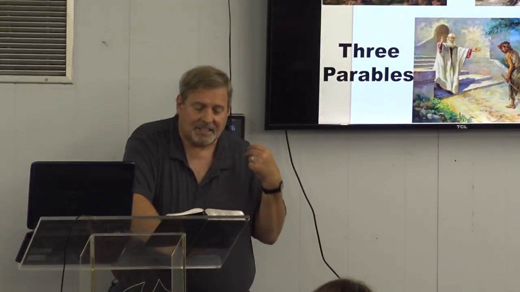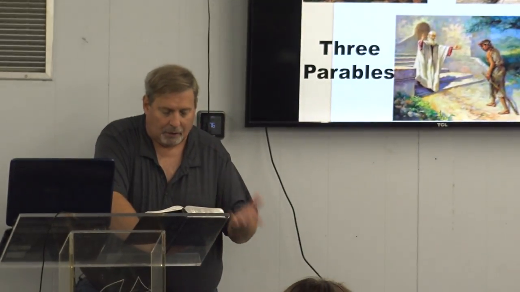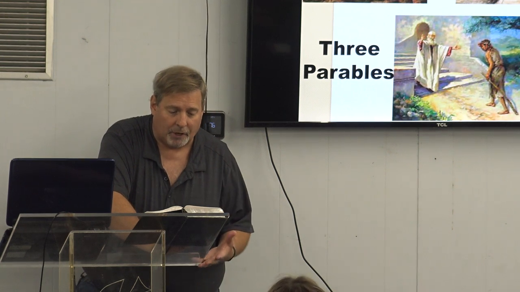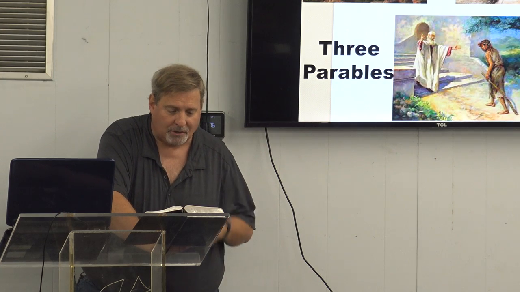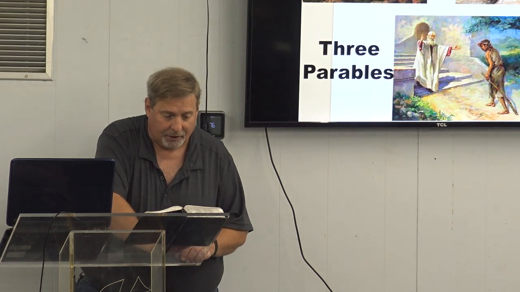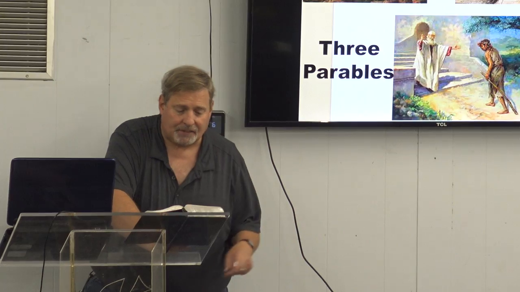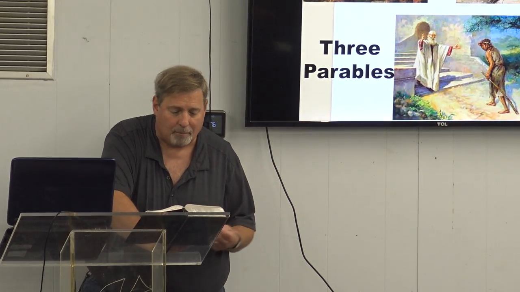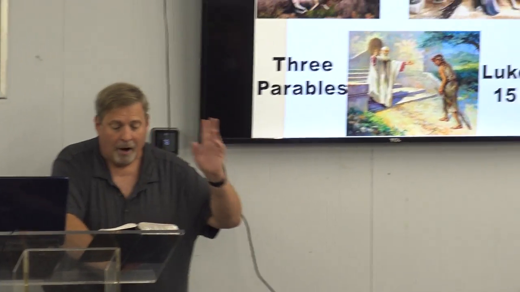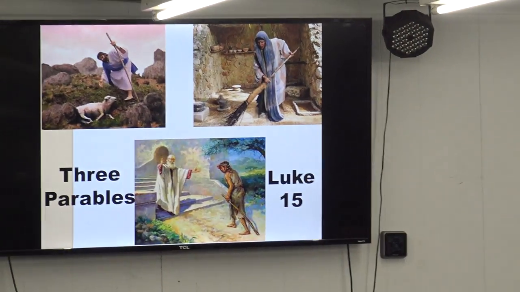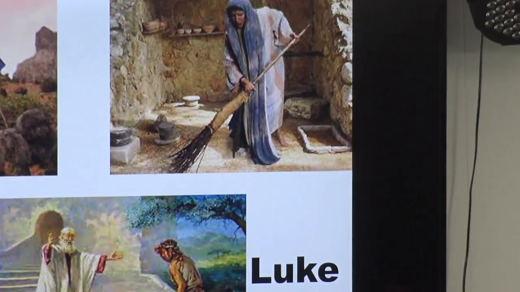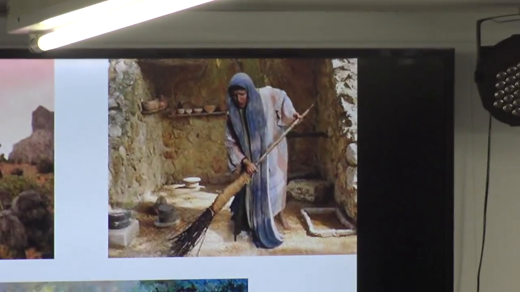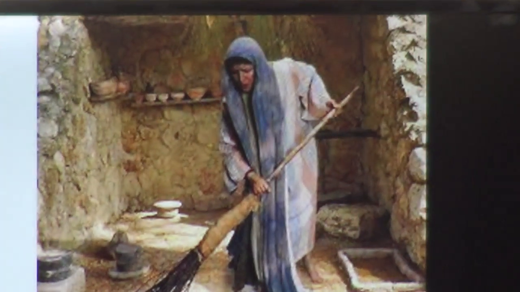He says, I say to you, what woman having 10 silver coins, if she loses one coin, doesn't light a lamp, sweep the house, and search carefully until she finds it? And when she has found it, she calls all her friends and neighbors together, saying, rejoice with me, for I have found the piece which I lost. Likewise, I say to you, there is joy in the presence of the angels of God over one sinner who repents.